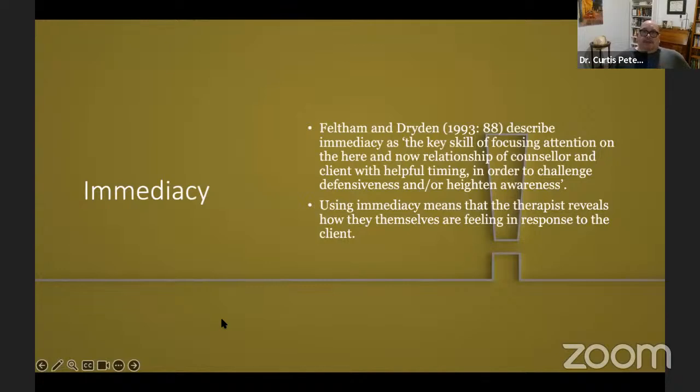All right, immediacy. Describe immediacy. It was first described in 93. It described immediacy as the key skill of focusing attention on the here and now relationship of the counselor and client with helpful timing in order to challenge defensiveness and heighten awareness. Using immediacy means therapists reveal how they themselves are feeling in response to the client.